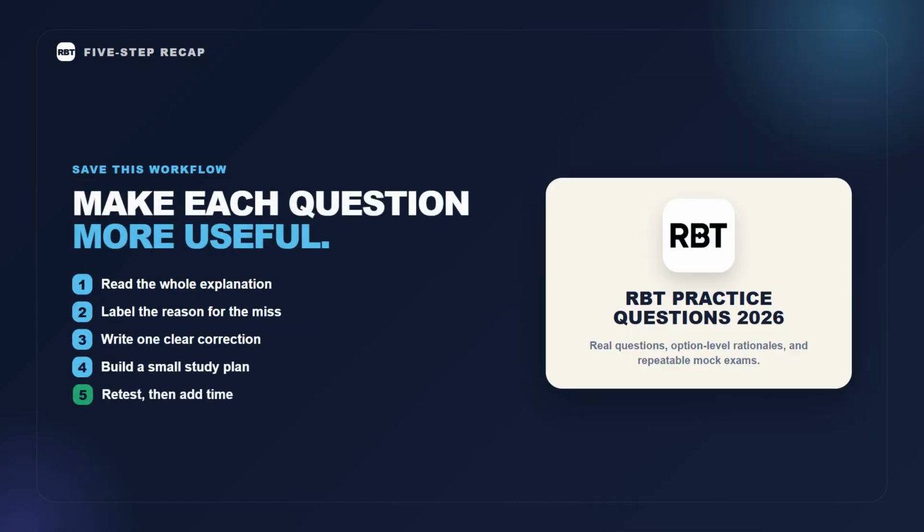Here is the method again. Read the whole explanation. Label the reason for the miss. Write a 1-sentence correction. Group repeated misses into a small study plan. Then retest with fresh questions and add a timed mock when ready. The method does not guarantee a particular exam result. It simply makes each practice question more useful.